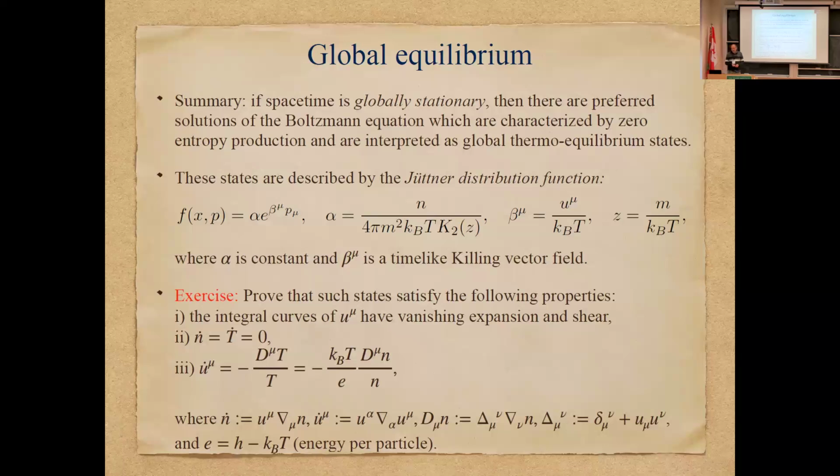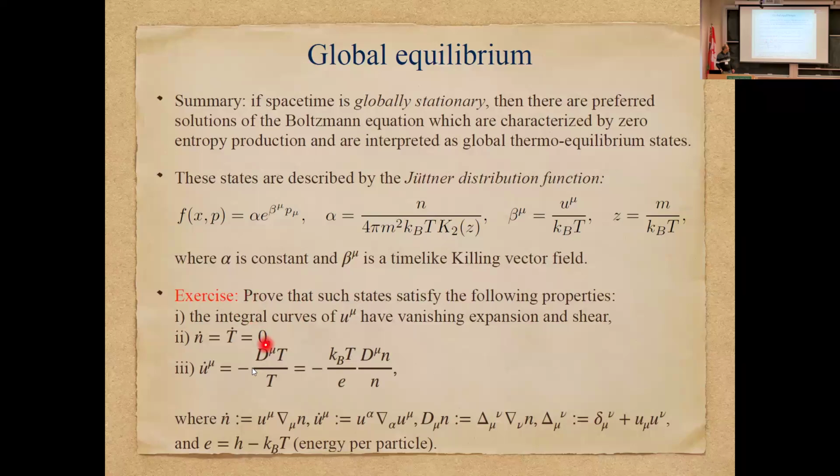Now, as an exercise, you can check that if you have this solution, which comes from the requirement that alpha is constant and beta^mu is a Killing vector field, then the temperature and the particle density should be constant in time. It means constant along the Killing vector field, or along derivatives of u, which is the same. However, they are not necessarily constant in space.